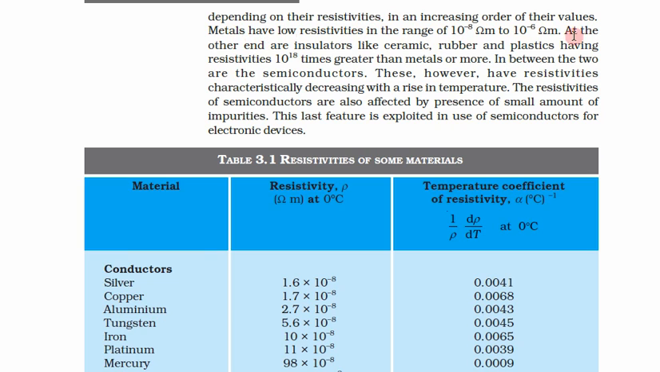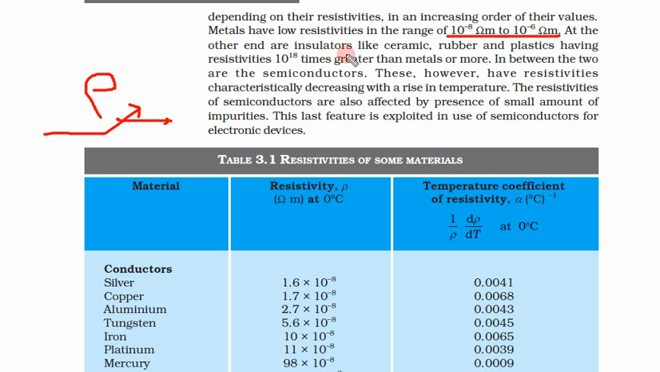Metals generally have very low resistivity, 10 to power minus 8 to 10 to power minus 6 ohm meter. Hence, they are very good conductors. Low resistivity means they offer very low resistance in the path of charge carriers. That means charge carriers can easily move in metals, so they are more conductive.